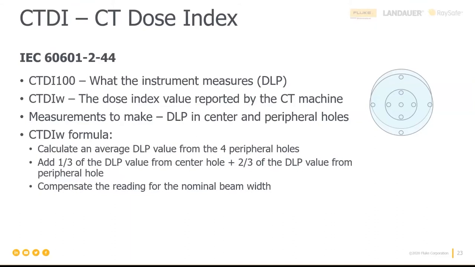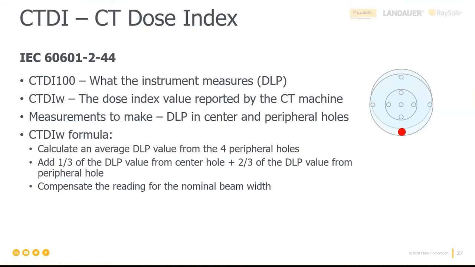So CTDIW is most often measured with a 100 millimeter ion chamber, where the measurement results from being irradiated inside several positions of a CTDI phantom, together with input from the CT machine settings, are calculated into weighted CT dose index. And here is the formula described in text. First we do a center hole measurement, and then we take one measurement in each peripheral hole. The four peripheral hole measurements are averaged into one value, and it's weighted with 2/3 versus 1/3 for the measurement in the center. And this is then compensated for the nominal beam width in the formula, and it comes out as the CTDI value.